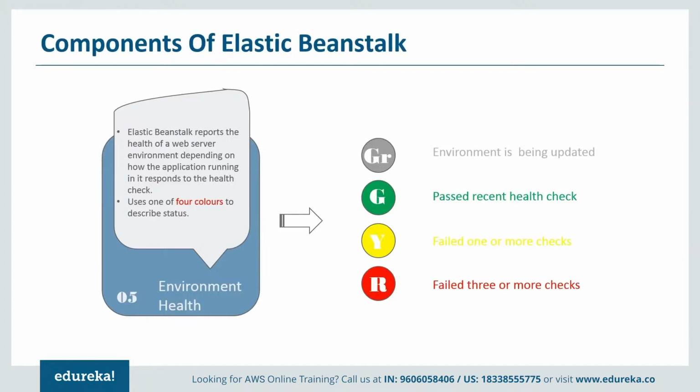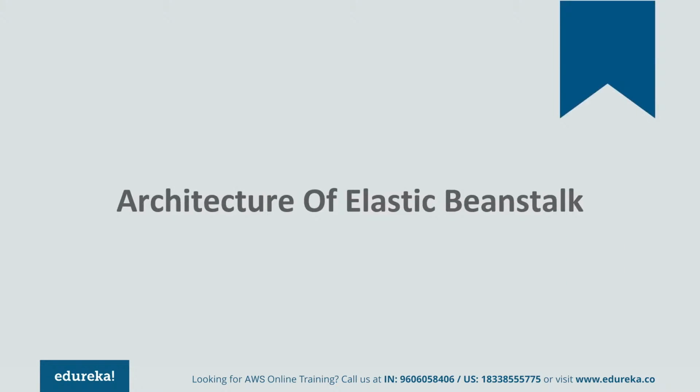Then you have green, which means that your environment has passed the recent health check. Then you have yellow, which means that your environment has failed one or more checks, and red failed 3 or more checks. Moving on, let's try to understand the architecture of Elastic Beanstalk.